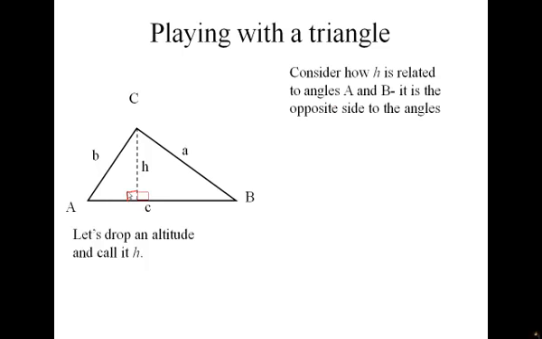Alright, we're going to consider how H is related to the angles A and B. What you can see is that H could be set up using trig functions like this. If you look at angle A, let's use H as the opposite side, and then B would be the hypotenuse, because this is a right triangle. So we would have sine of A is equal to opposite over hypotenuse. And then sine of B would be H over A, because that is also the opposite and the hypotenuse of that other right triangle.